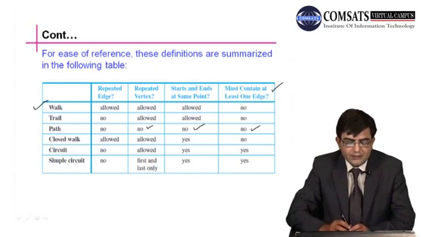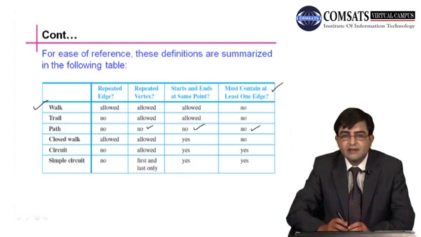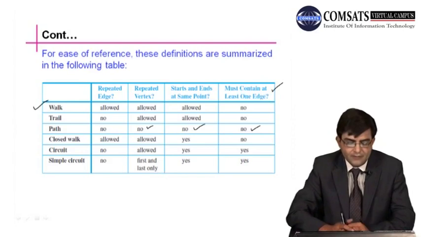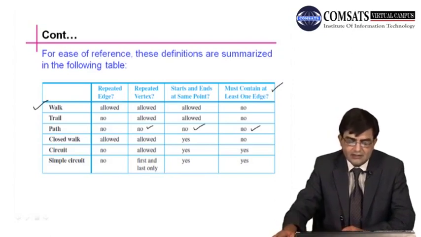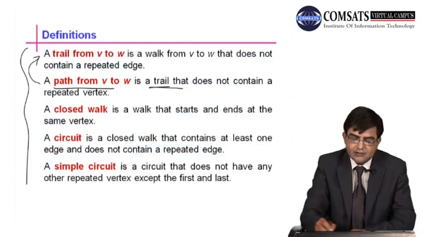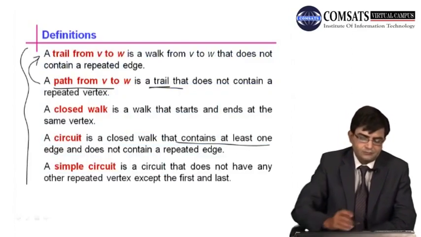What is a closed walk? Repeated edge is allowed, repeated vertex is allowed, starting and ending point must be the same, that's why it's called a closed walk, and must contain at least one edge? It's not necessary. Circuit: in a circuit, repeated edge is not allowed, repeated vertex is allowed, starting and ending point must be the same, and it must contain at least one edge. Yes, there is a condition in a circuit that it must contain at least one edge.